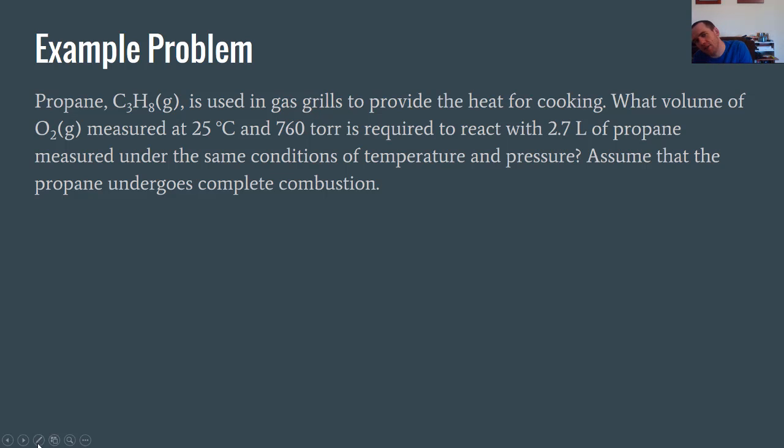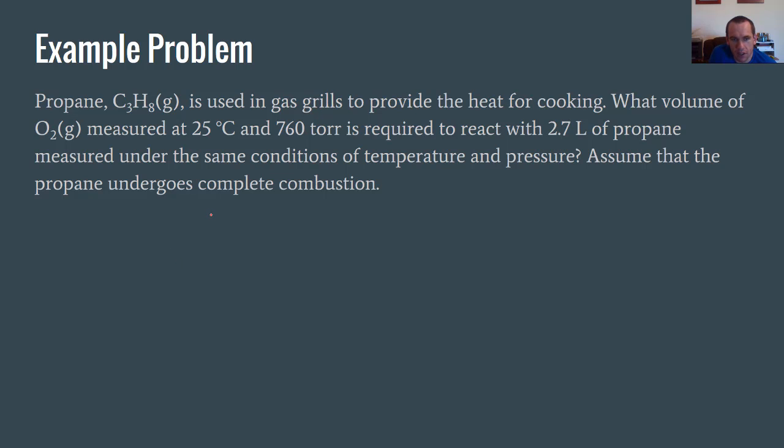Propane is used in gas grills to provide the heat for cooking. What volume of O2 measured at 25 degrees Celsius and 760 torr is required to react with 2.7 liters of propane measured under the same conditions of temperature and pressure? Assume that propane undergoes complete combustion. So this you could make really complicated, and you could say, okay, well, we can figure out based on the molar mass of propane what its volume will be. We're not going to do that.